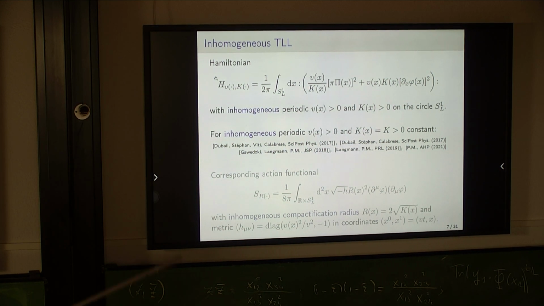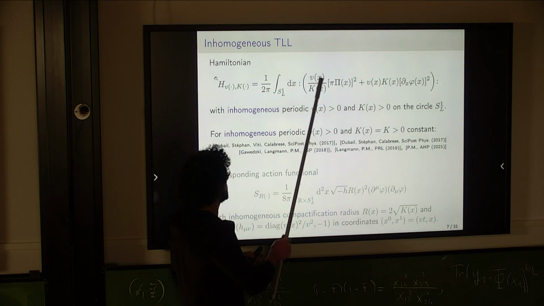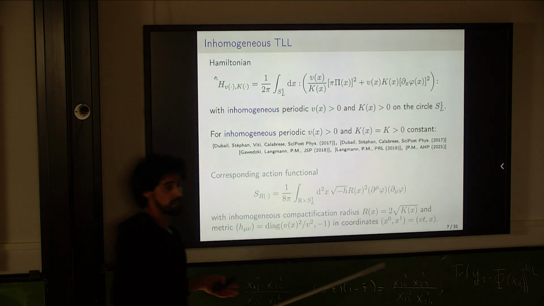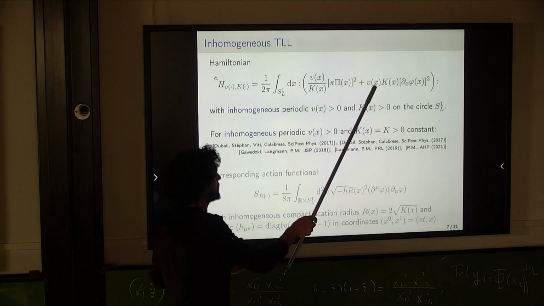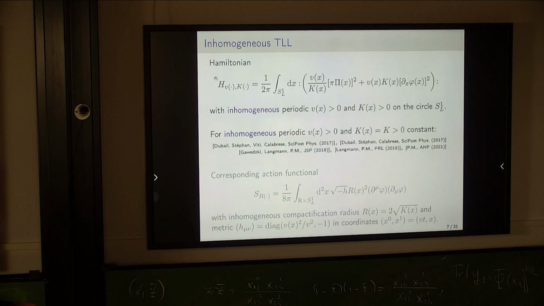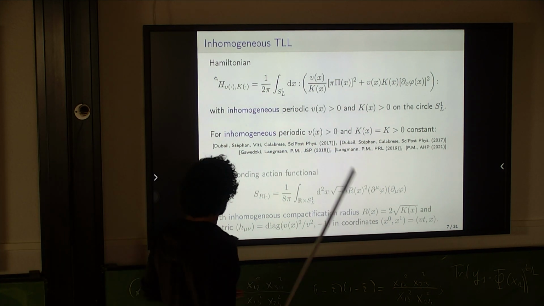Then you can write down the Hamiltonian. You have this combination now, v of x over k of x, and the derivative of phi times k of x. If you like, that's just one way to write it. You could have called these capital A of x and capital B of x, just two coefficients in front of these two terms.